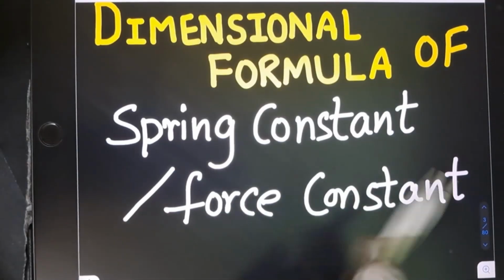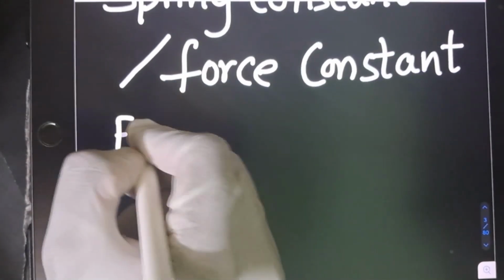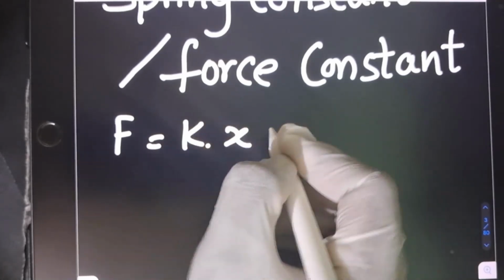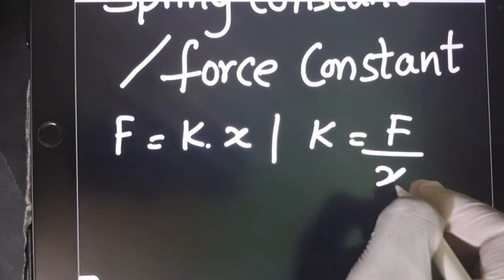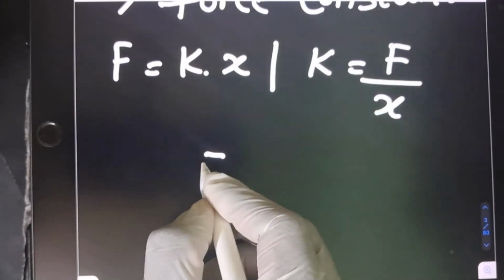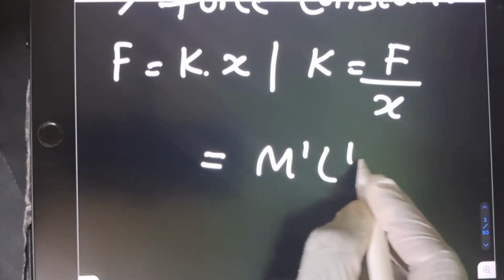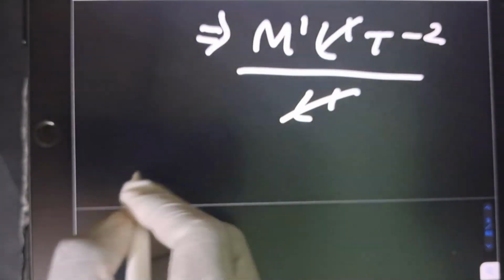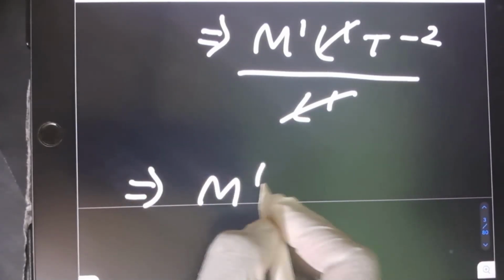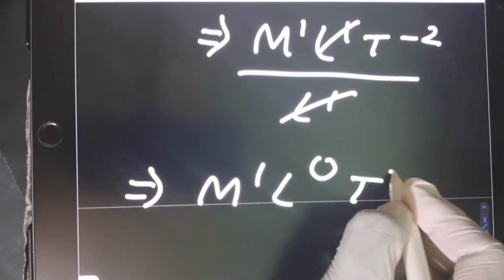To find dimensional formula of spring constant or force constant, F is equal to K into X. K represents spring constant. K is equal to F by X. Here F means force and it is M power 1, L power 1, T power minus 2. X represents length, so L power 1. On cancellation of length, we get M power 1, L power 0, T power minus 2.